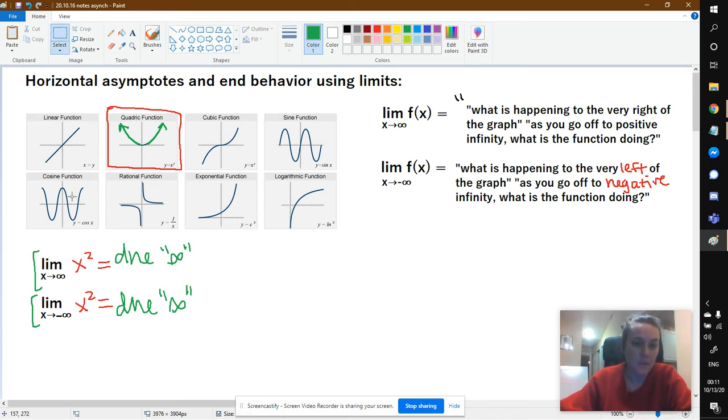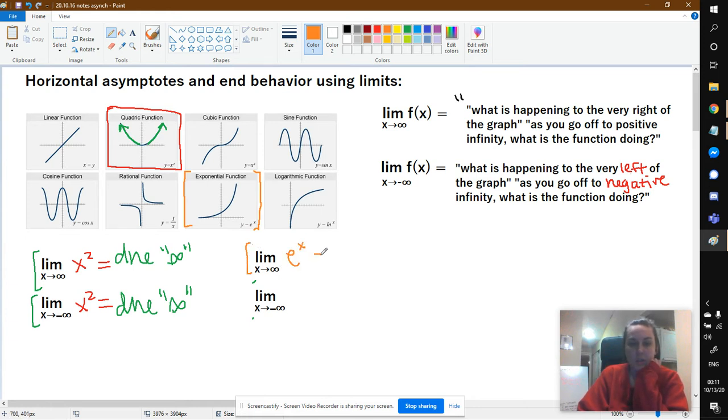Let's copy and paste these. Different color, different graph. Let's do the exponential function. When we're going off to positive infinity, what's the limit of e to the power of x as x approaches infinity? That's the positive direction. We're just going to the right. What's the end behavior to the right? It's infinity, which technically does not exist. This next one's more interesting to me.